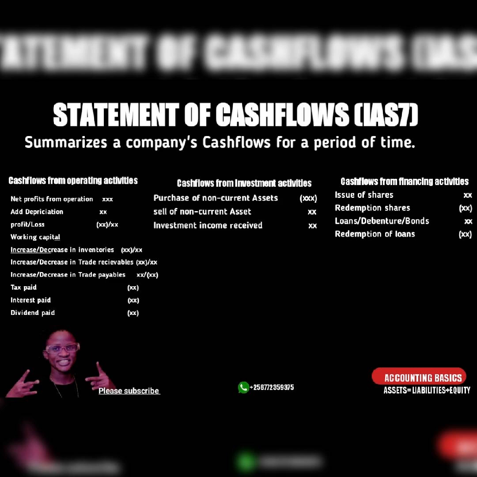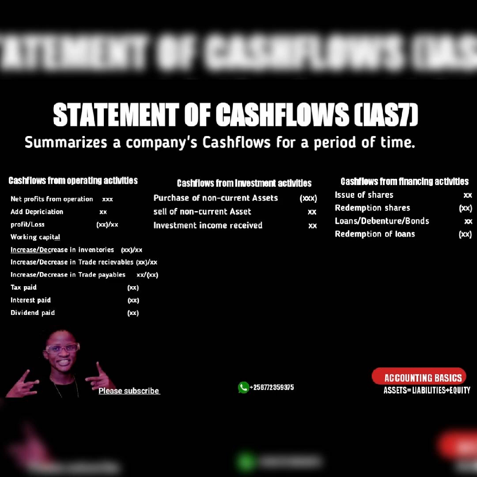So, dealing with the format of a cash flow, we are going to first deal with the cash flows from operating activities. Hope you've written that down. In cash flows from operating activities, we first note the net profits from operation. Net profits from operation, what do we mean? We mean those profits you have before interest and before tax. You've not deducted interest, you've not deducted tax. So those are the profits we get from operation.